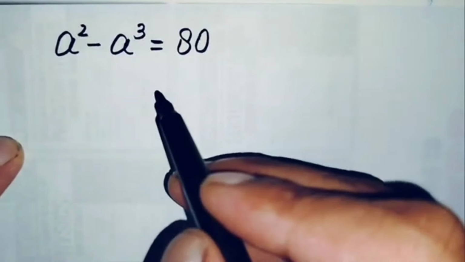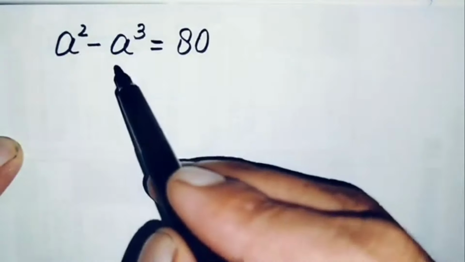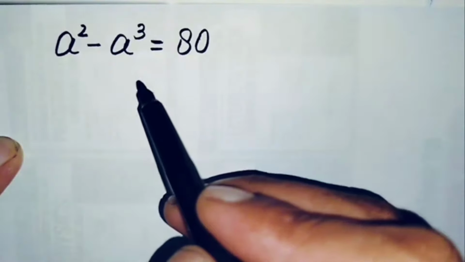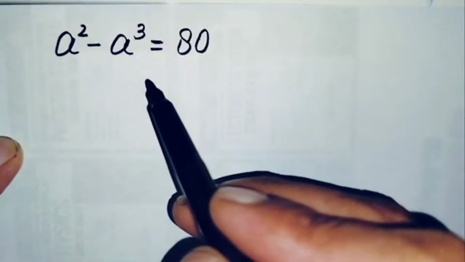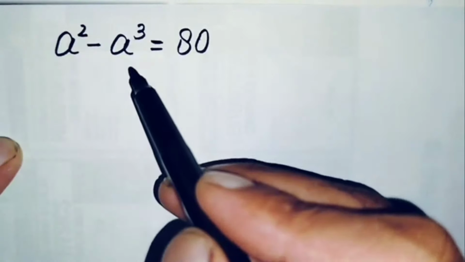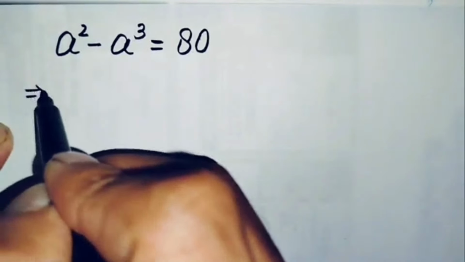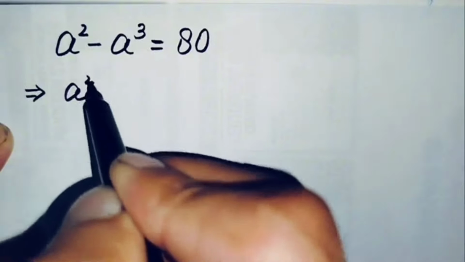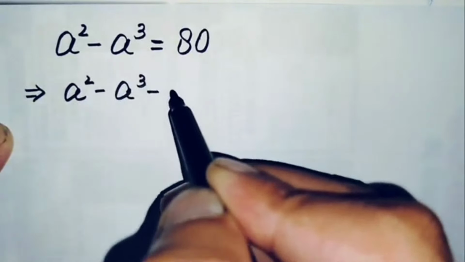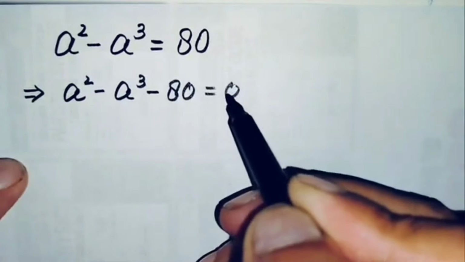How to solve this nice and interesting exponential math problem, which is a^2 - a^3 = 80. So how can we solve this exponential math problem? First of all, we will move the number on the right hand side to the left hand side. So it will become negative, and this equation will become a^2 - a^3 - 80 = 0.